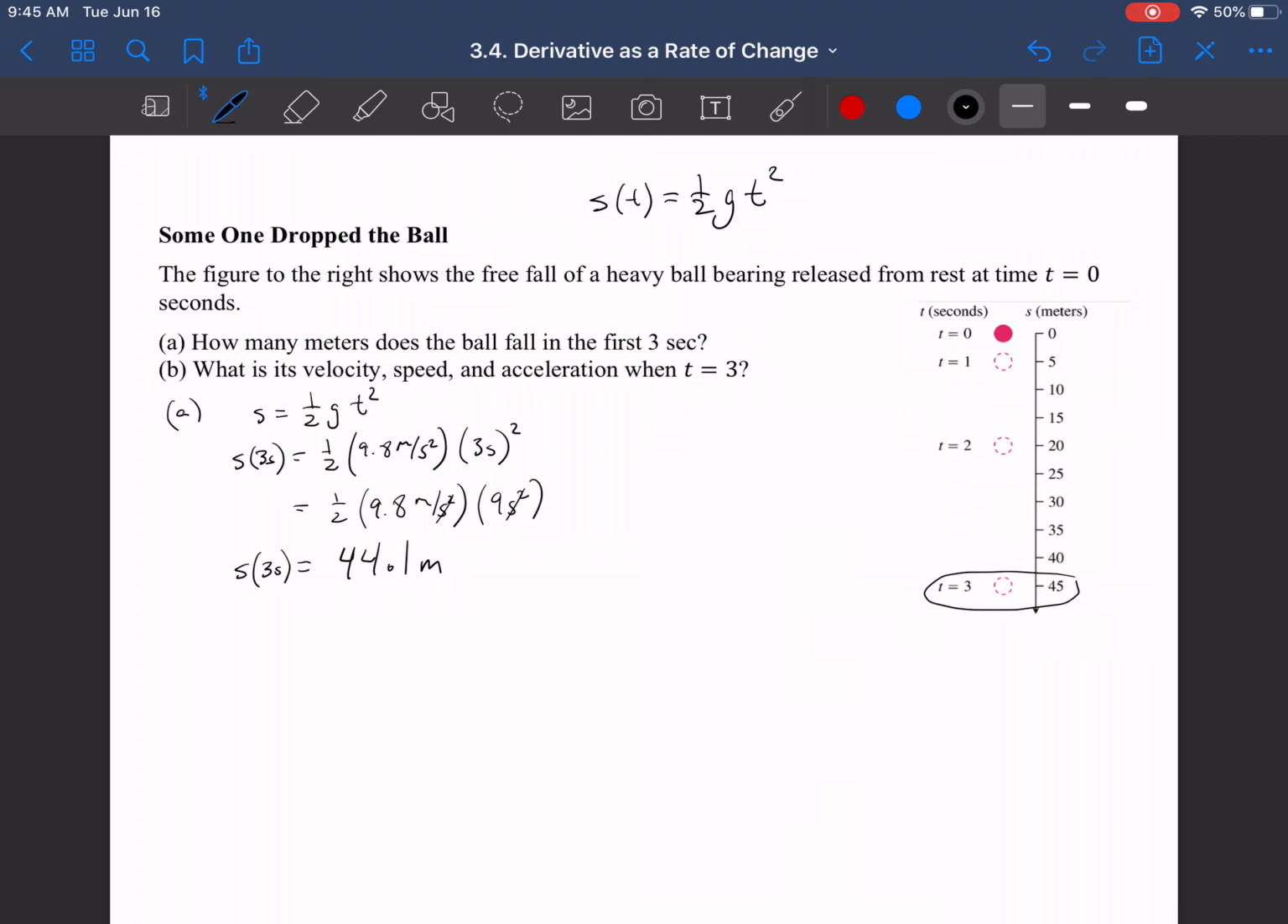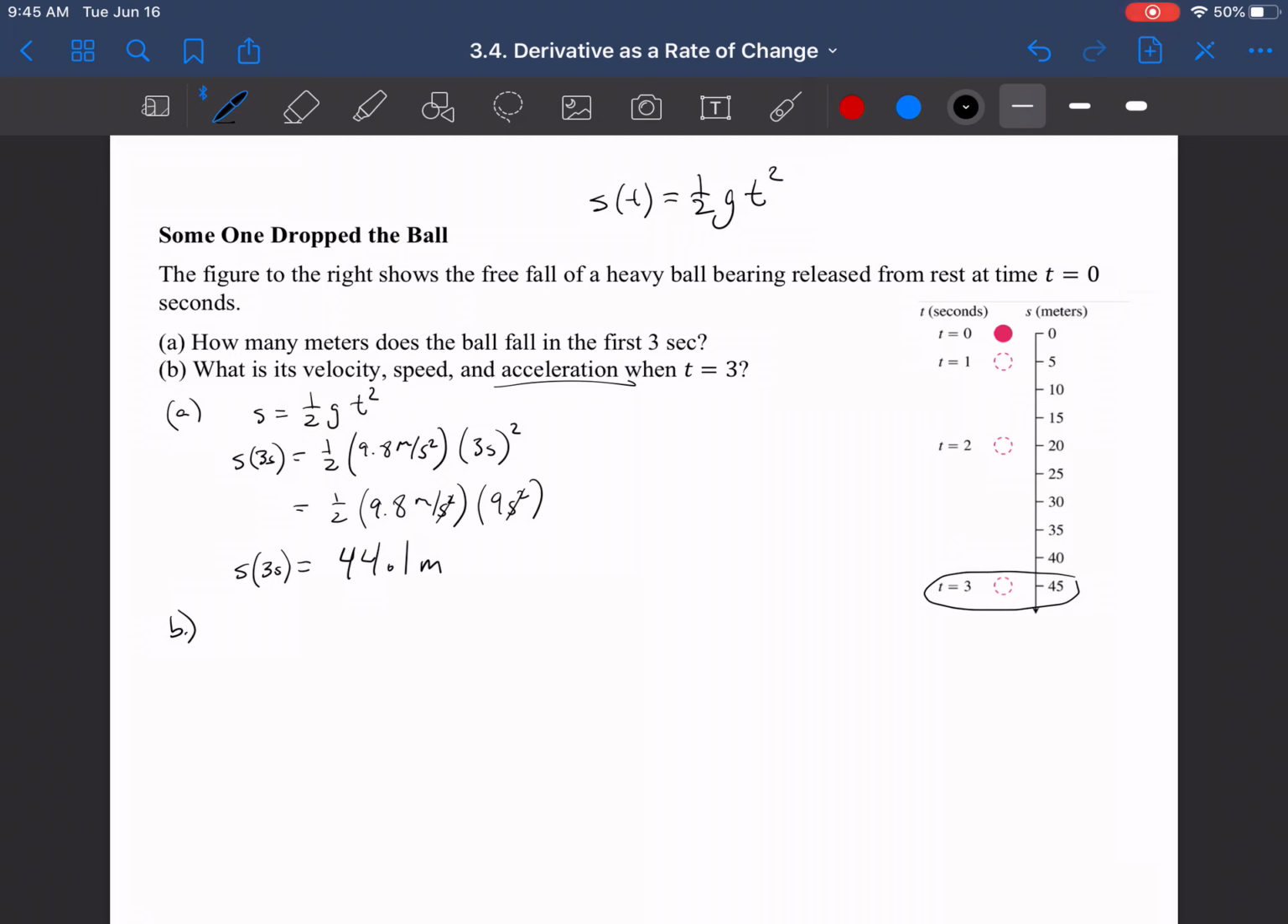The next is, what is the velocity? What is its velocity, speed, and acceleration when t equals 3? Well, the last one should be the easiest. So first off, what is its acceleration? Well, the acceleration near Earth's surface is a constant, so that means 9.8 meters per second squared. But let's see if we can solve that.